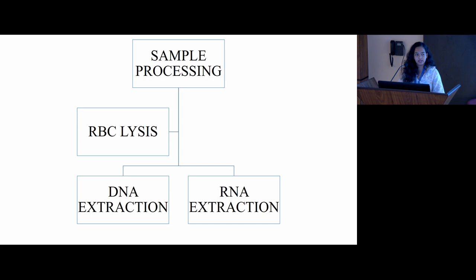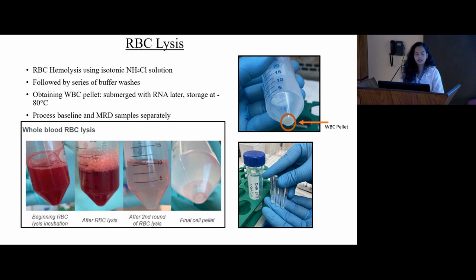For RBC lysis, we are interested in WBCs, obviously, because those are the nucleated cells and we are going to obtain the genetic material out of them. So we are only interested in the WBC pellet. RBCs also have a heme component which is going to cause hindrance in the downstream PCR process. The RBC lysis that we do in our laboratory uses isotonic ammonium chloride solution, and along with EDTA and sodium bicarbonate as adjuvants, we carry out lysis of the RBCs, and what we get is an intact WBC pellet.